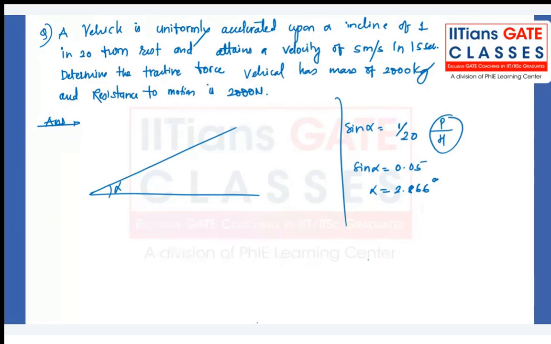Okay, we got one question from Vidhi here. How is sine alpha 1 by 20? They have mentioned here about the incline. The question is, the vehicle is uniformly accelerating upon an incline. So this is the vehicle. It is accelerating along this incline, which is an incline of 1 in 20. Okay, so 1 in 20 means one height for, let's say, this 20 incline. So this is 1 and this is 20. This is how they have given.